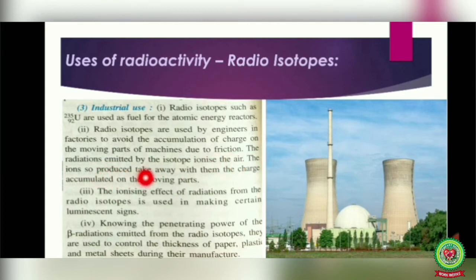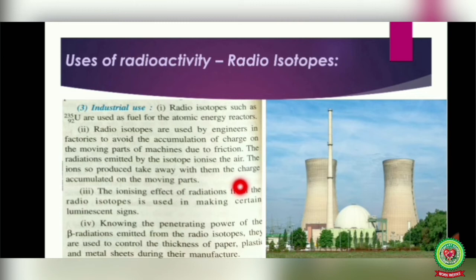The radiations emitted by radioisotopes ionize the air. It provides charges in the air, which helps in removing the accumulation of charges. The ions so produced take away with them the charge accumulated on the moving parts, as I have already discussed with you all. The ionizing effect of radiations from radioisotopes is used for making luminescent and reflecting signs.